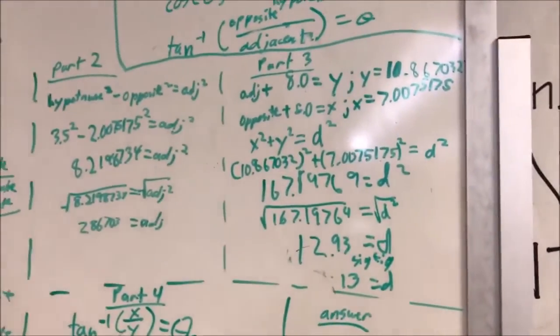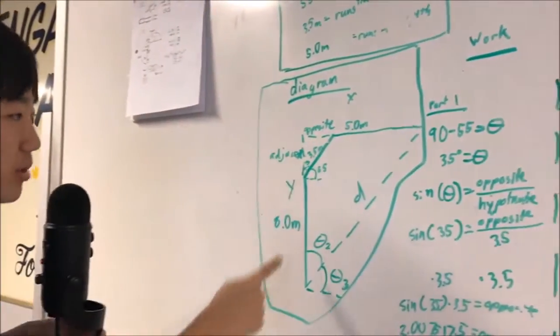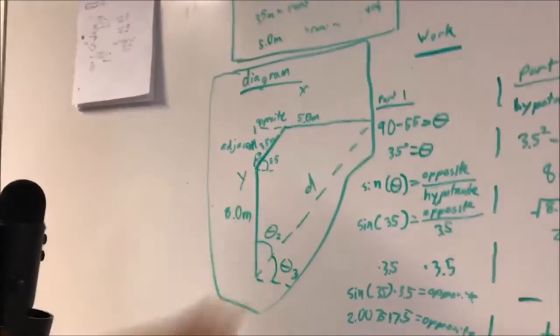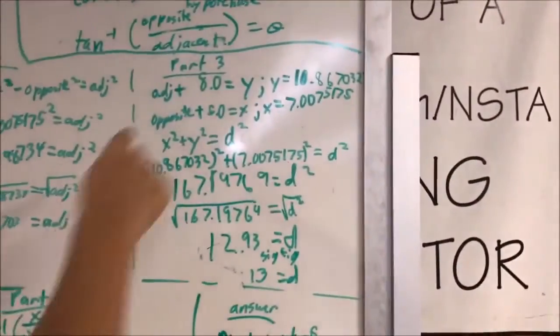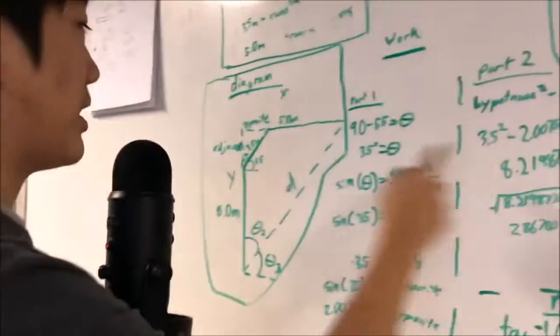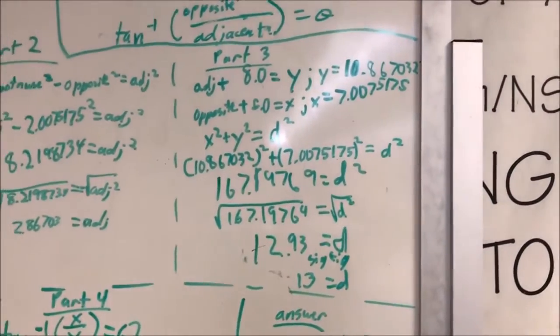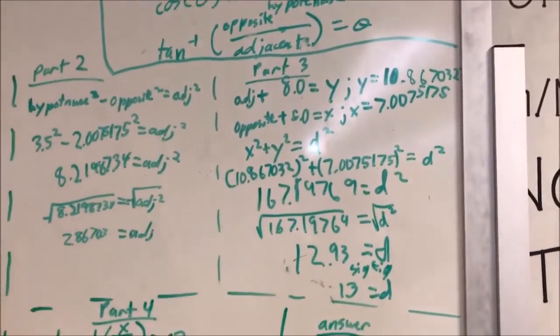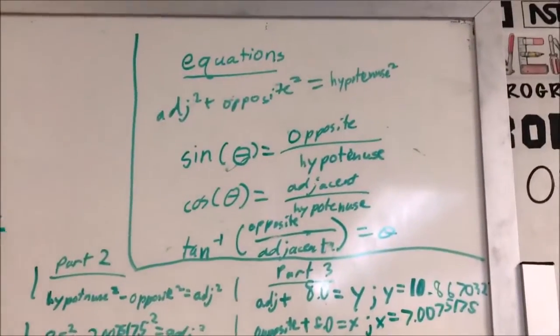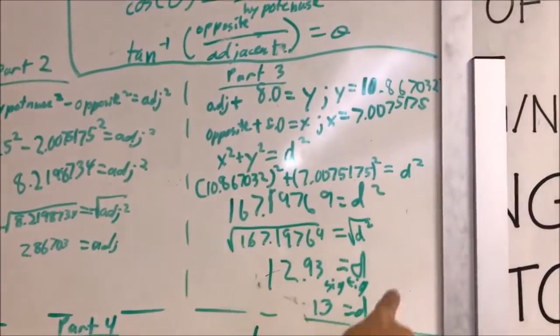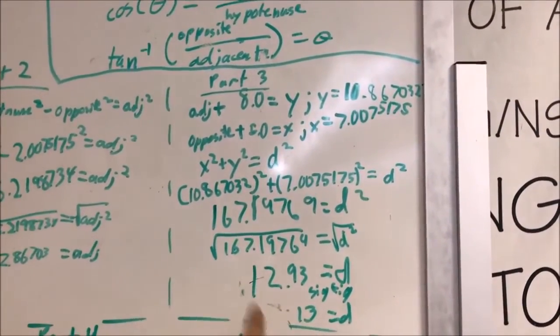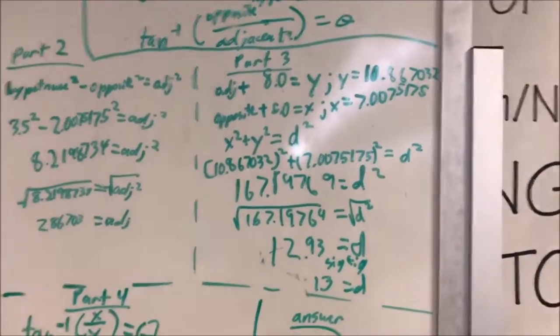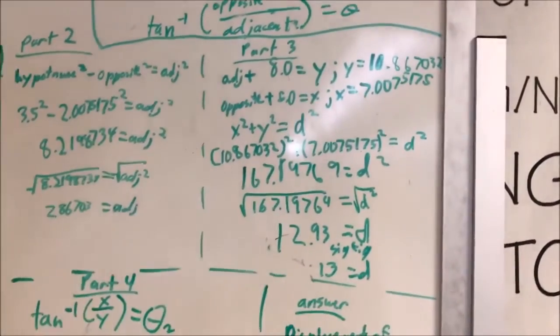Now we want to find this whole length right here, and this whole length right here, so you can find displacement through the Pythagorean theorem. We add adjacent to 8.0 so we can find y, and add opposite to 5.0 meters so we can find this length. Then you get these two values. Then x squared plus y squared equals z squared, another Pythagorean theorem equation. You simplify it and eventually get 12.93 equals displacement. Using sig figs, you get 13 equals displacement.